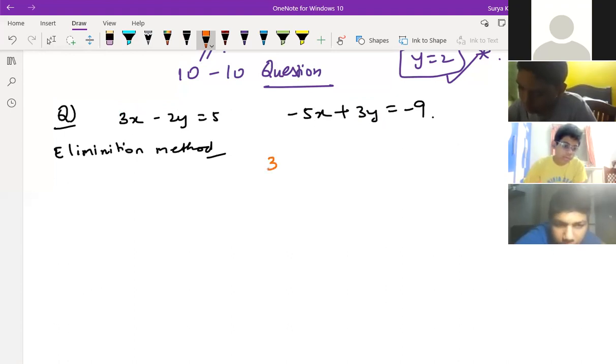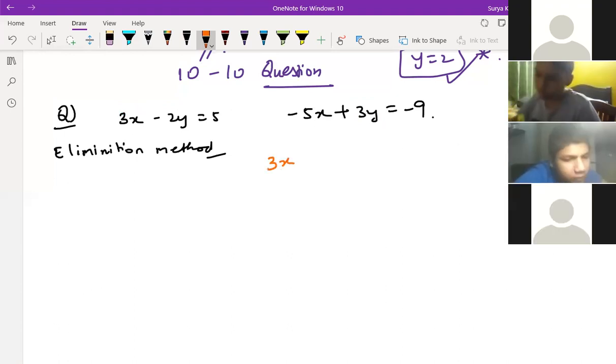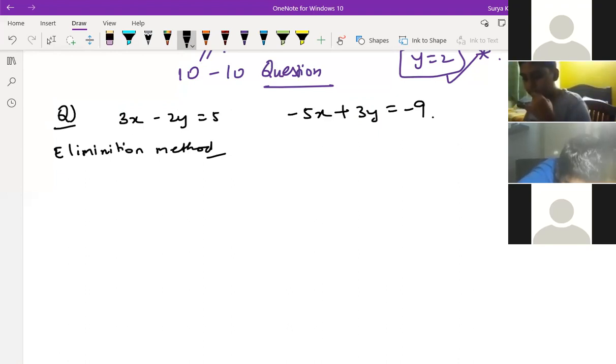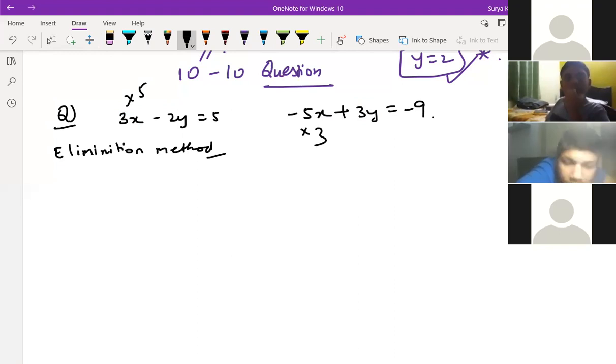What should I? 3x. Oh no, sir, that won't work. Sorry, that's wrong. Then we can take 3 into 5 is equal to 15, and minus 5 into minus 3 is equal to 15. So both are 15x and 15x. Tell once again. So it means we can take 3x into 5 is equal to 15x, sir. And into minus 5, 5x into 3, equals 15. Yes, sir.